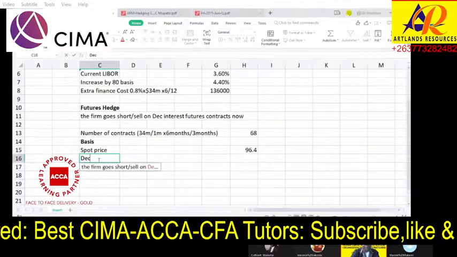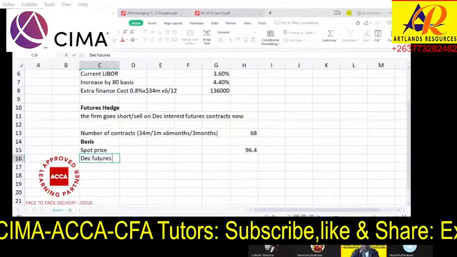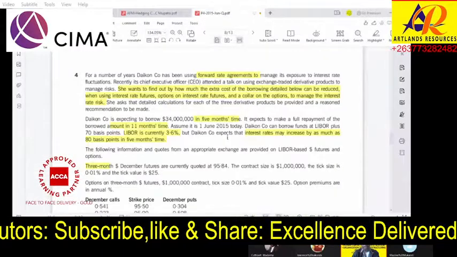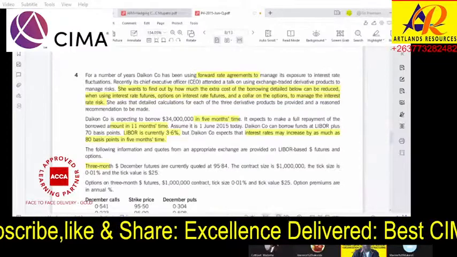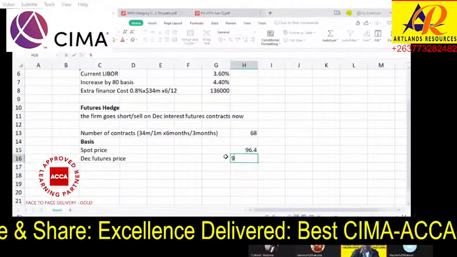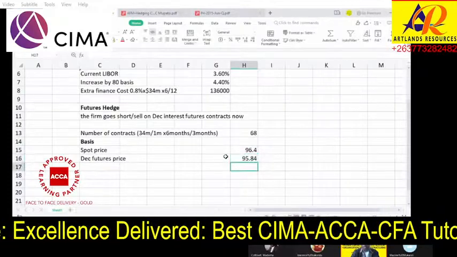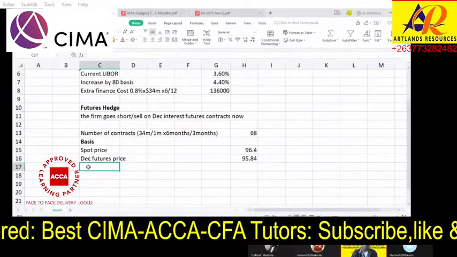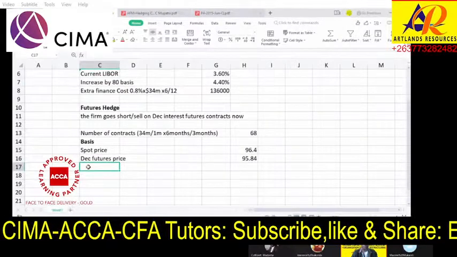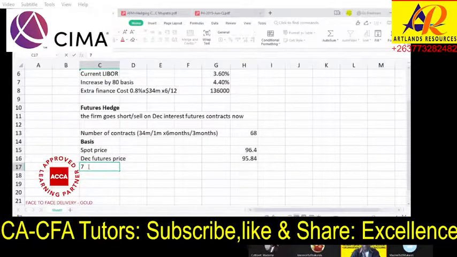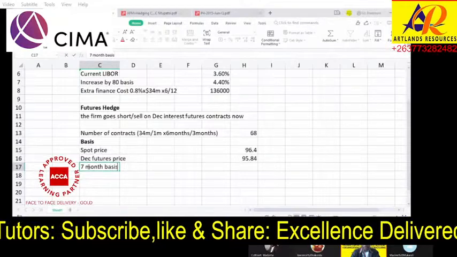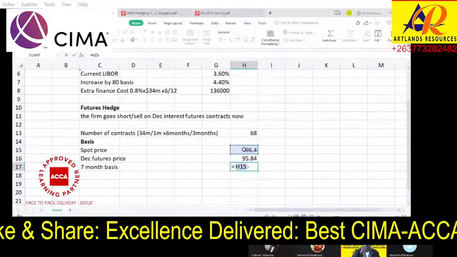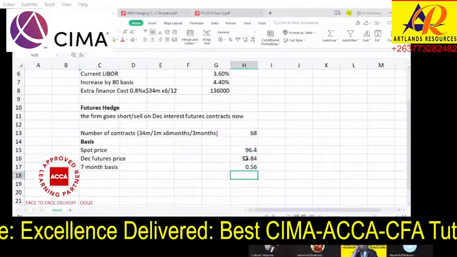And then you say December futures price. What is the price for December futures contracts? Yeah, it's 95.84. So with this, you now have how many basis? Today is 1 June, so it's June, July, August, September, October, November, December. That's 7 month basis. Basis means movement in interest rates. So it's 96.4 minus 95.84, which is 56 basis.